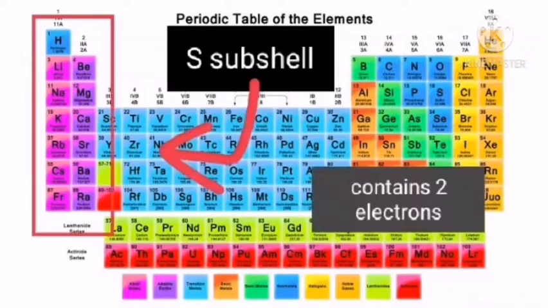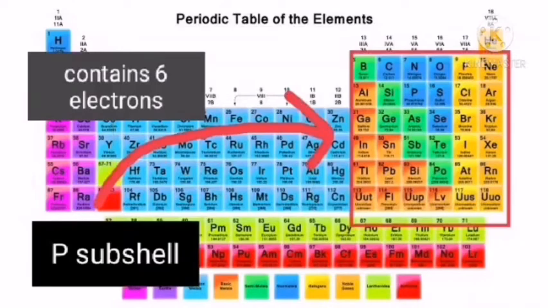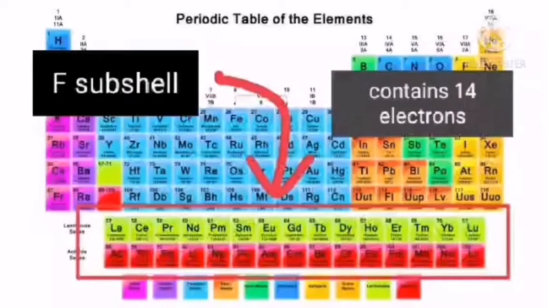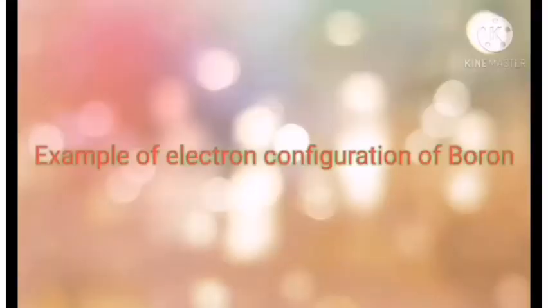The first one is the S subshell, which contains 2 electrons, the p subshell that contains 6 electrons, the d subshell that contains 10 electrons, and last, the f subshell that contains 14 electrons. Examples of electron configuration of boron.